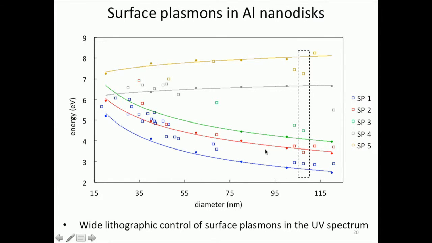And so here the continuous lines are the simulation of these different modes. You can see again from the simulation that SP1, 2, and 3 tend to increase in energy when we decrease diameter, and SP4 and 5 modes tend to decrease in energy when I decrease the diameter. The bottom line here is that we show a wide control of the surface plasma modes as a function of lithographic feature size. So we can control the surface plasma resonance from down to 2 eV up to 8 eV.